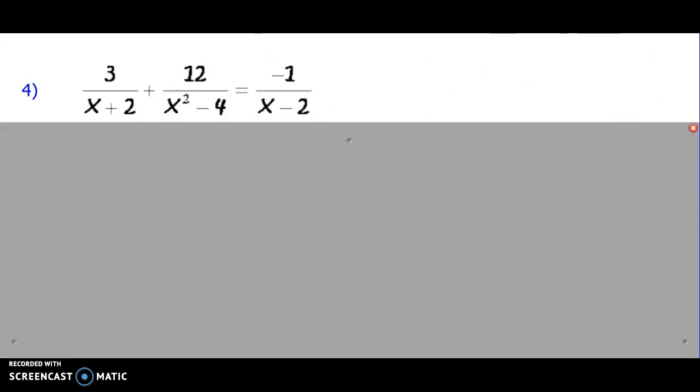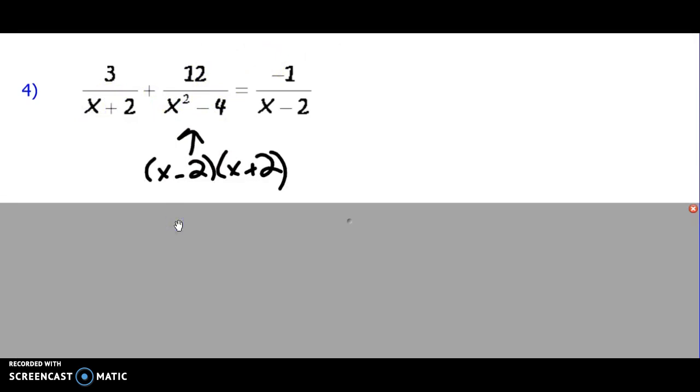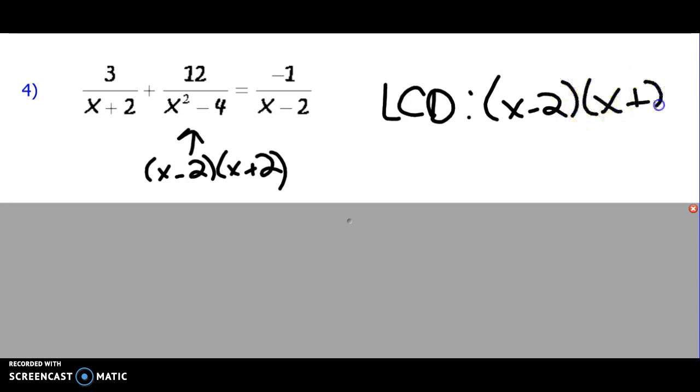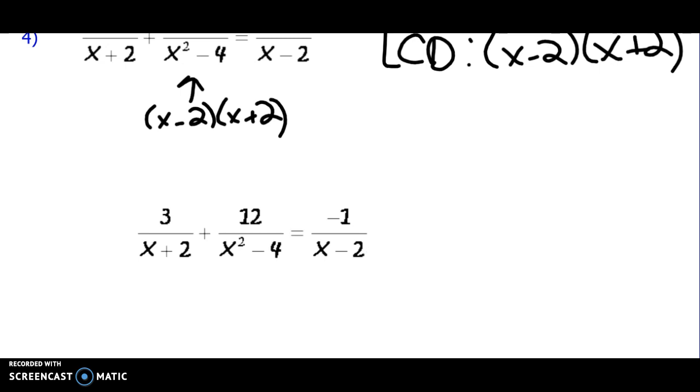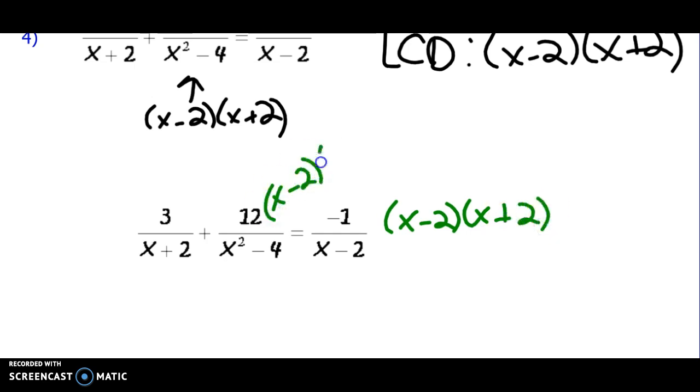In example number 4, we have an x plus 2, and then we have an x squared minus 4 that factors to x minus 2, x plus 2. And then this one has an x minus 2. So our least common denominator is going to be x minus 2, x plus 2. So we're going to need to multiply every term, or every expression by x minus 2 times x plus 2. Multiply this by x minus 2, x plus 2. Multiply this by x minus 2, x plus 2.